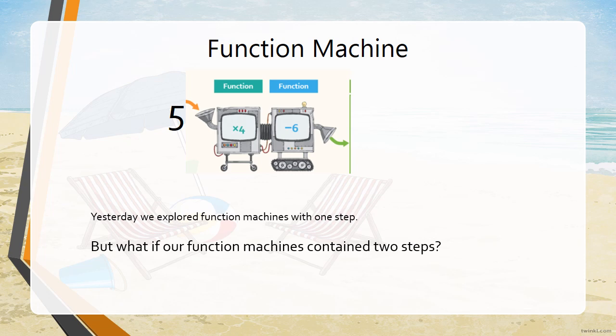So, using the same process that we used yesterday, if I put 5 into our function machine and I times it by 4 and then subtract 6, what will my output be? So if my input is 5, times it by 4, subtract 6, what will my output be? Super. It will be 14, because 5 times 4 is 20, and 20 minus 6 is 14.